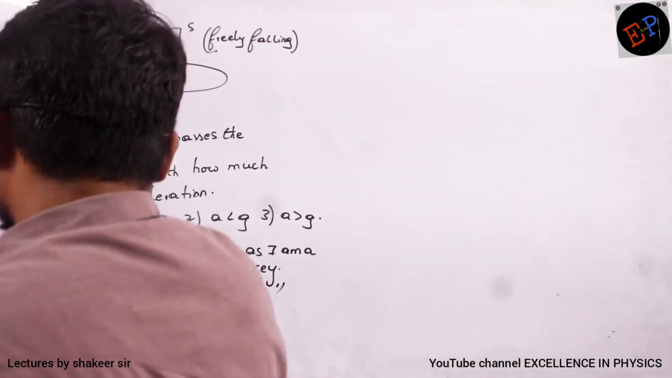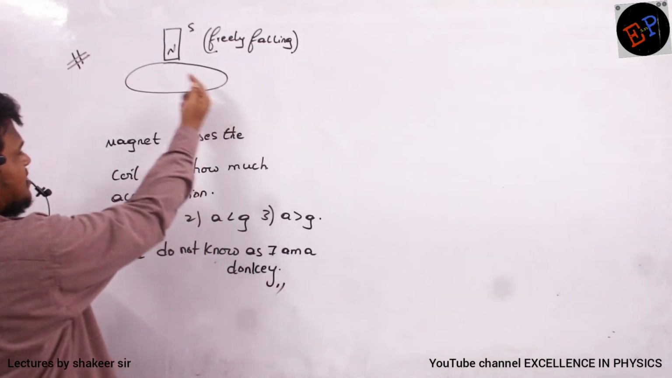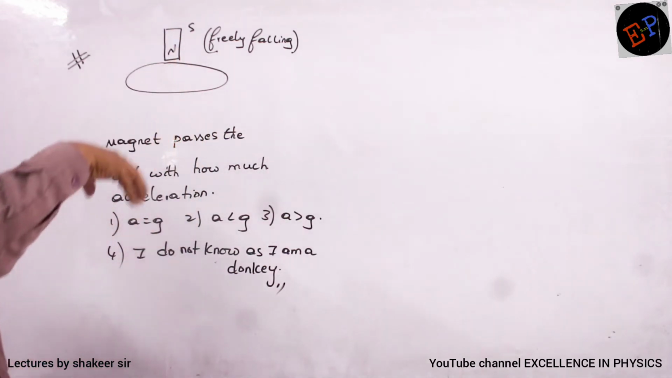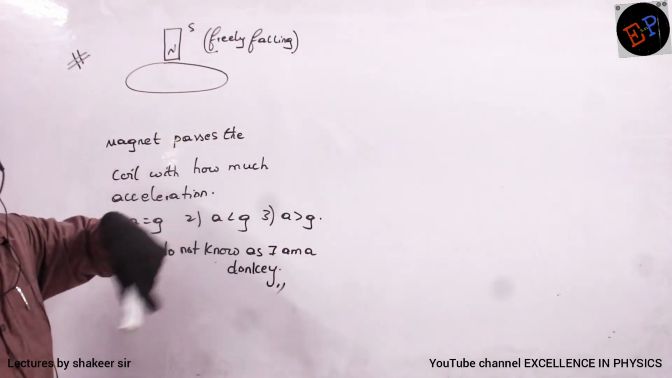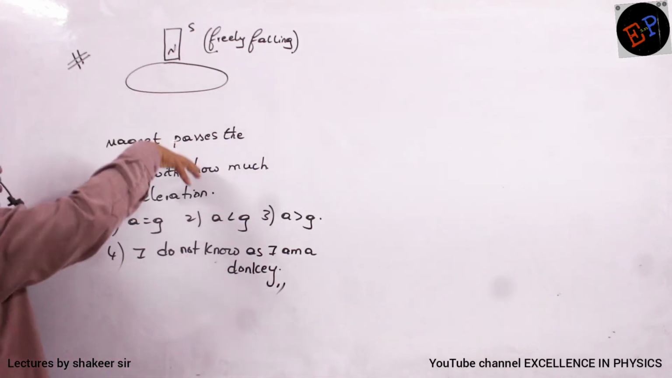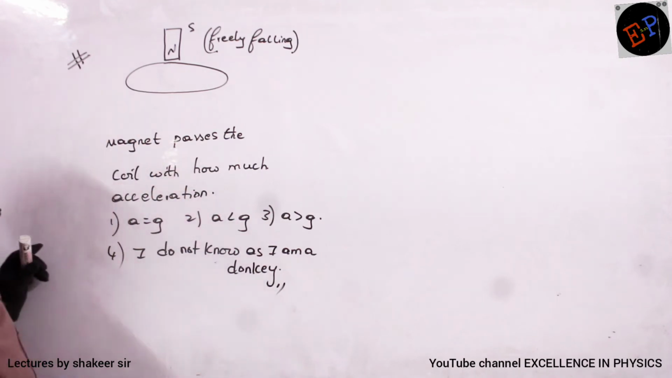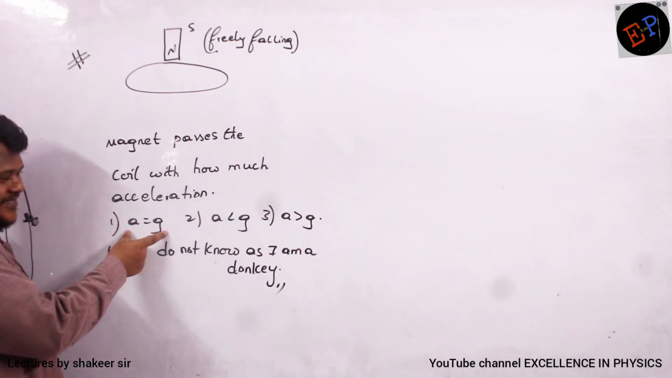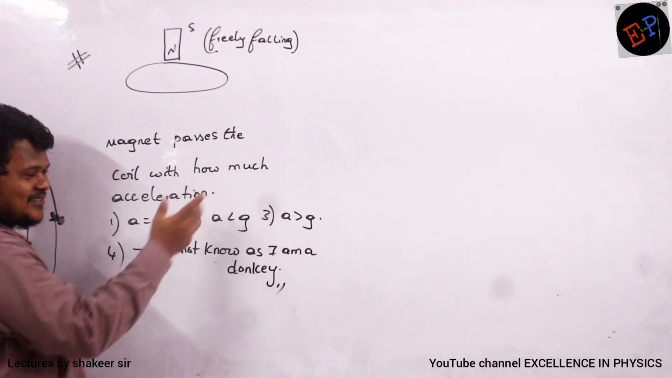Okay? See, here I am placing a coil and through the coil I should pass a magnet. So the coil is like this, and the magnet should pass through it. So it will go out of this coil with how much acceleration? Beautiful options are given. You can select any one option. A is equal to g, A less than g, greater than g.